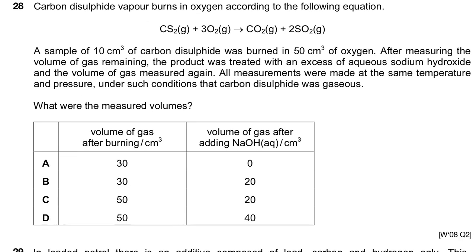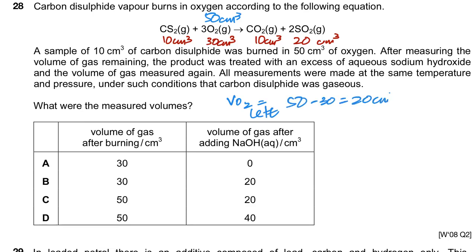Now, why is it? You see, 1 mole reacts with 3 moles to produce 1 mole and 2 moles. So 10 cm cube will react with 30 cm cube to produce 10 cm cube and 20 cm cube. But you started with 50 cm cube oxygen. So how much oxygen is left over? Left is 50 minus 30.